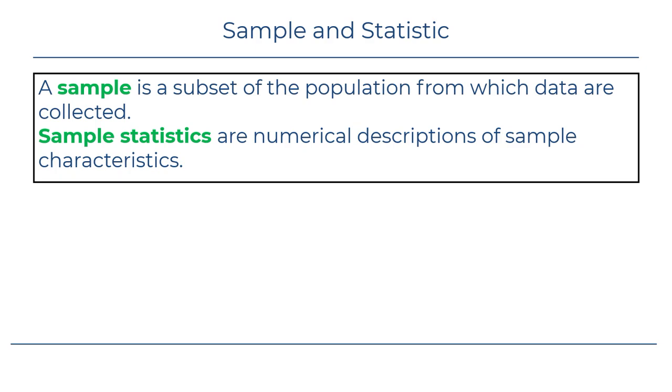A sample is a subset of the population from which data are collected, and sample statistics are numerical descriptions of that sample data. So just as we talked about a population and collecting data from every member of the population, making it a parameter, if we instead have a smaller subset of the population called a sample, the information we gather from that sample is called a sample statistic instead of a parameter.